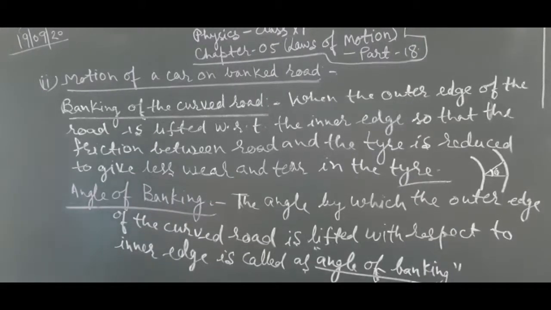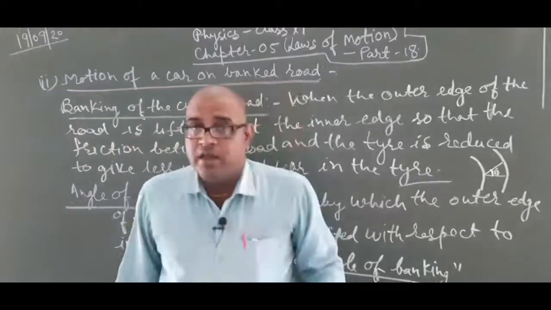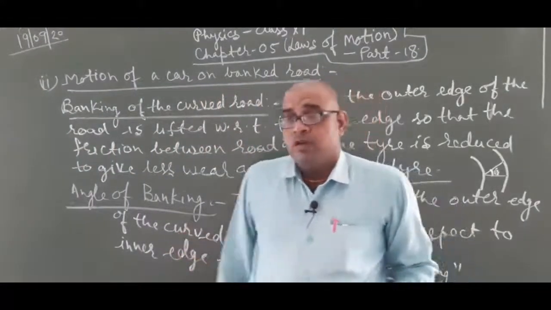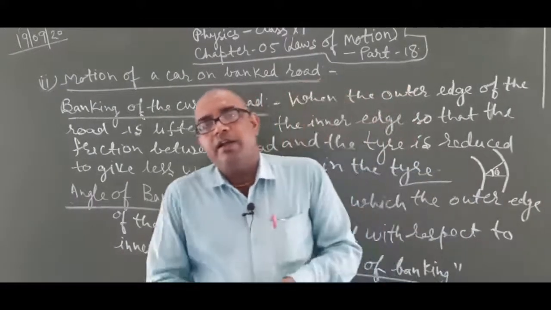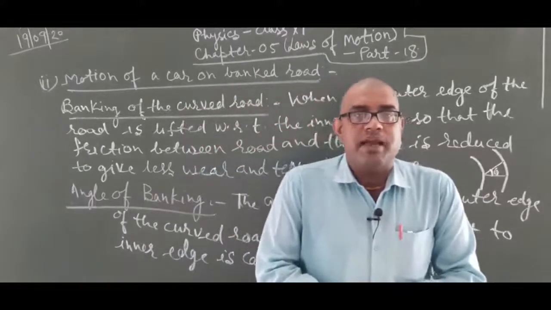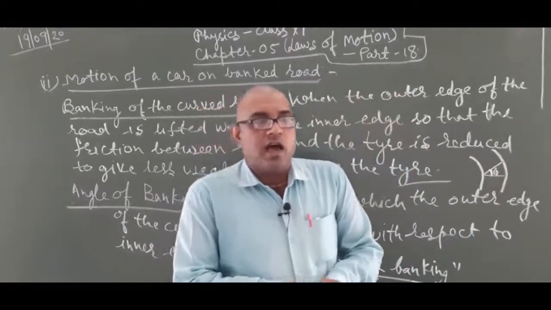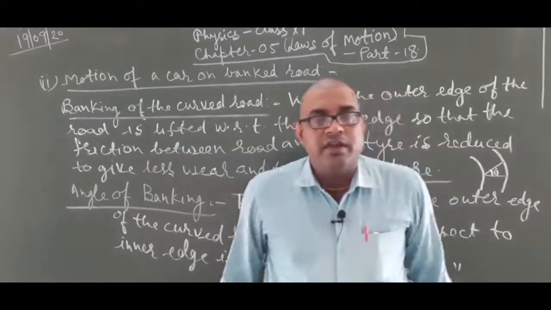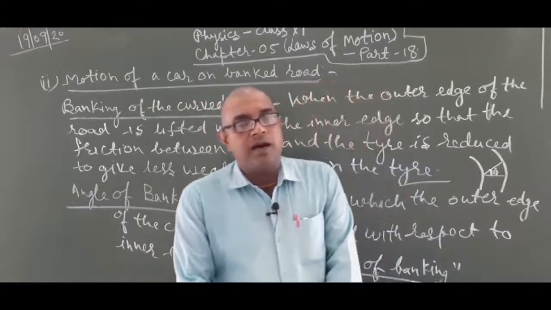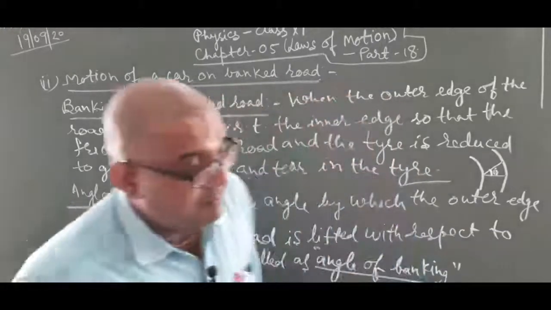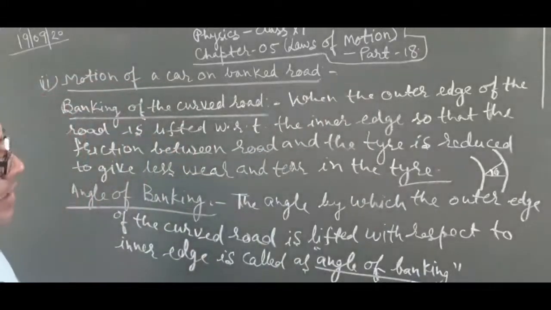Now we will discuss the derivation regarding the motion of the car on the banked road, and in this we will derive the angle of banking theta, and also the maximum velocity with which the car moves on the banked road in such a way that there will be a safe turn on the banked road by the car. So let us see the derivation.